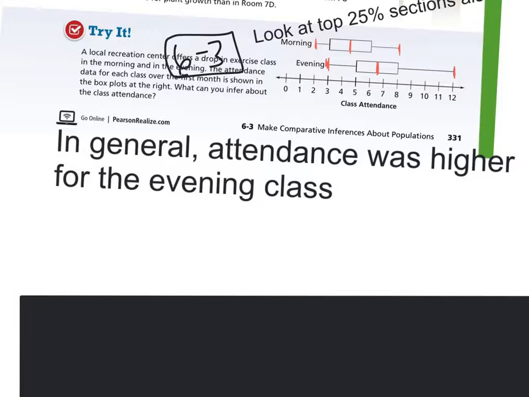This problem did not ask us to find the interquartile range. If we would do that, interquartile range for both of these would be 3. So the middle 50% is the same variability or the same consistency for both classes, we could say.